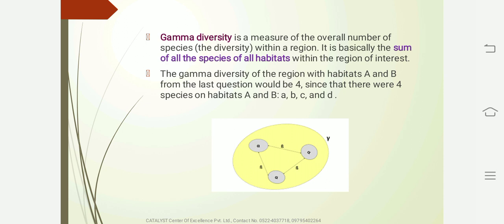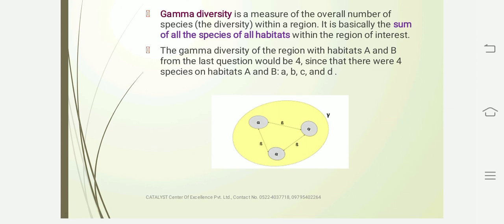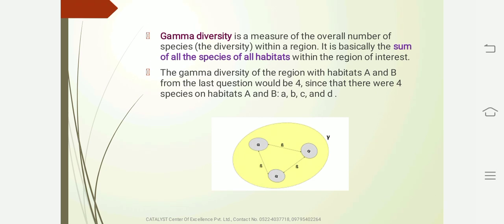Okay, the gamma diversity of the region with habitat A and B from the last question would be 4, since there were 4 species on habitat A and B. In habitat A there were A, B and C, and in B there were C and D. So C is the overlapping. So how many different species are going to be there? A, B, C and D, which is equal to 4. So your gamma diversity is going to be equal to 4.